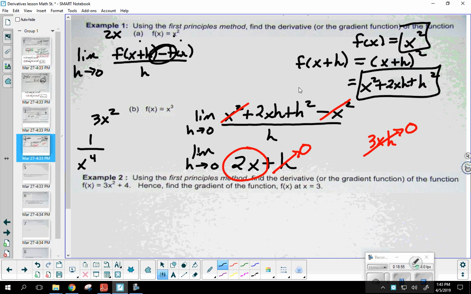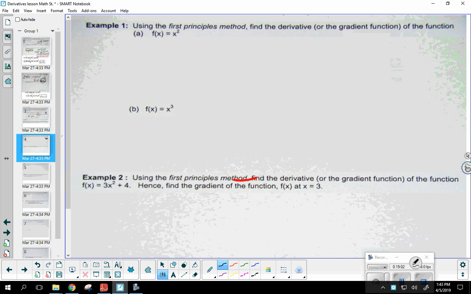Okay. Well, let's try another one. Let's try another one of these. Okay. Now, we already said x cubed, we should be getting an answer of 3x squared. So let's see. First off, we already have f of x. We don't have to do anything fancy there. So f of x equals x cubed.